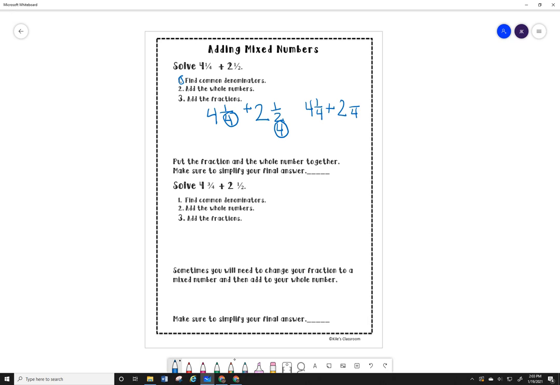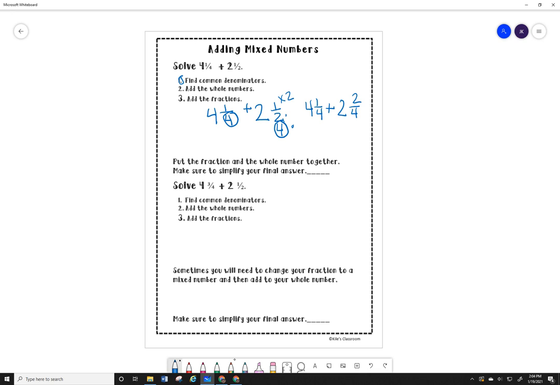And to find the numerator, I'm going to start from the number I circled and count 1, 2, and I'm going to multiply my numerator by that number. 1 times 2 is 2. So we've done all that before, found common denominators. It's not any different than when we simply added regular fractions. Now we're just adding a whole number to the mix.